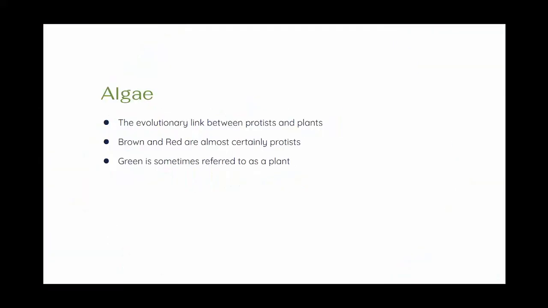So for the plants part, we're going to begin with algae. It's the evolutionary link between protists and plants. As we talked about protists last class, we knew that algae is part protist, and some of them are plants. We're going to take a look at red, brown, and also green.